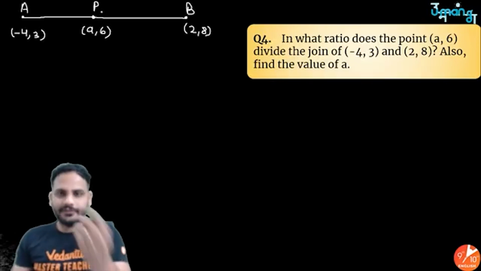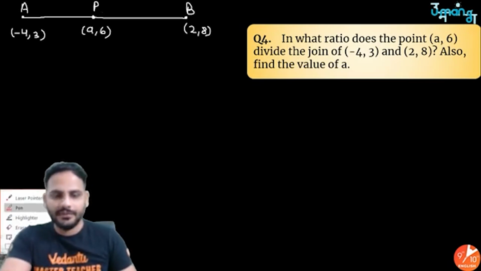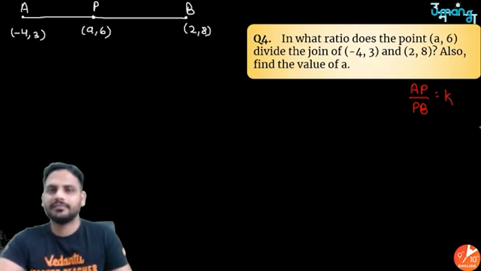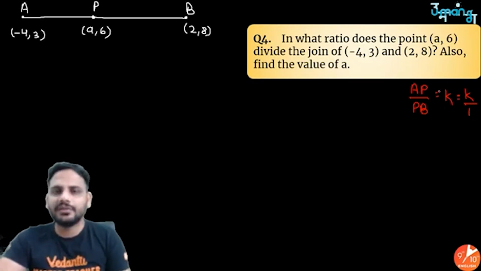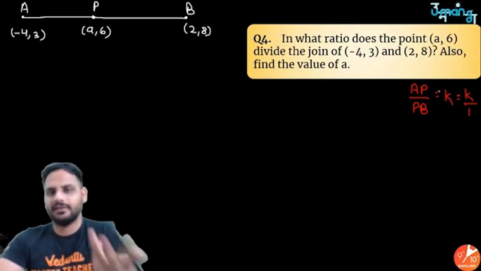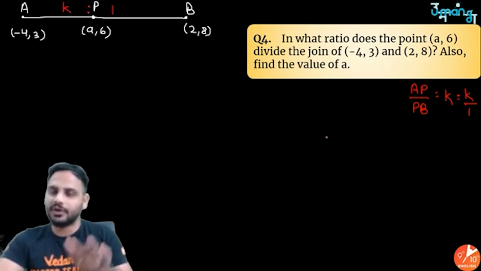Now look, if the ratio is not known, sometimes you can also take the ratio as k:1. What will happen by taking k:1? Suppose I want to find the value of AP upon PB. I don't know its value. Let's say the value is equal to k, and k can always be written as k:1. Whatever is the value of k, that is the ratio. If I get the value of k as 2, my ratio is 2:1. If I get the value of k as 3, 3:1. If I get the value of k as 3 by 5, the ratio is 3:5, right? So you can take the ratio as k:1 when you don't know the ratio.